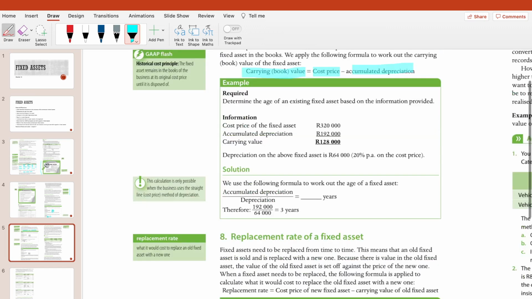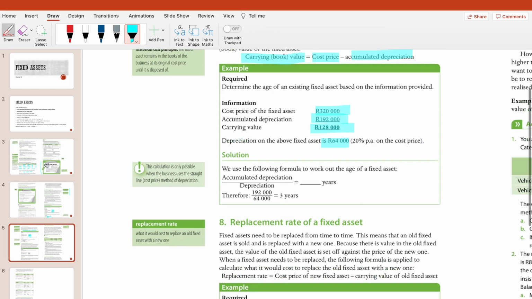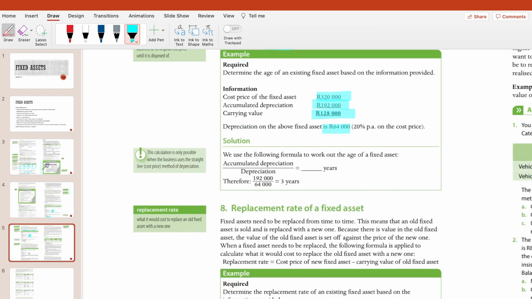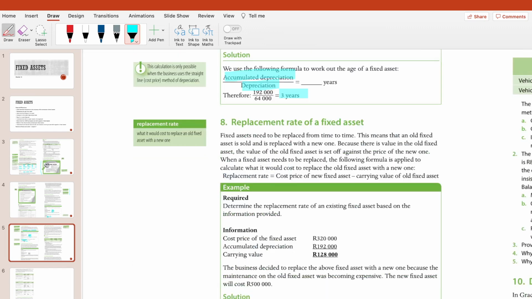We determine the age of an existing fixed asset by taking the cost price of the fixed asset, 320,000, and the accumulated depreciation, 192,000, and the carrying value is then 128,000. Remember, the depreciation is 64,000. So we use the following formula to see what the age of an existing fixed asset is. We take the accumulated depreciation, that is 192,000, and we divide it by depreciation. And that gives you 3 years. That is the age of a fixed asset. So the first one that we did was the lifespan, where you take the cost price divided by the depreciation, and this is the age of the fixed asset.